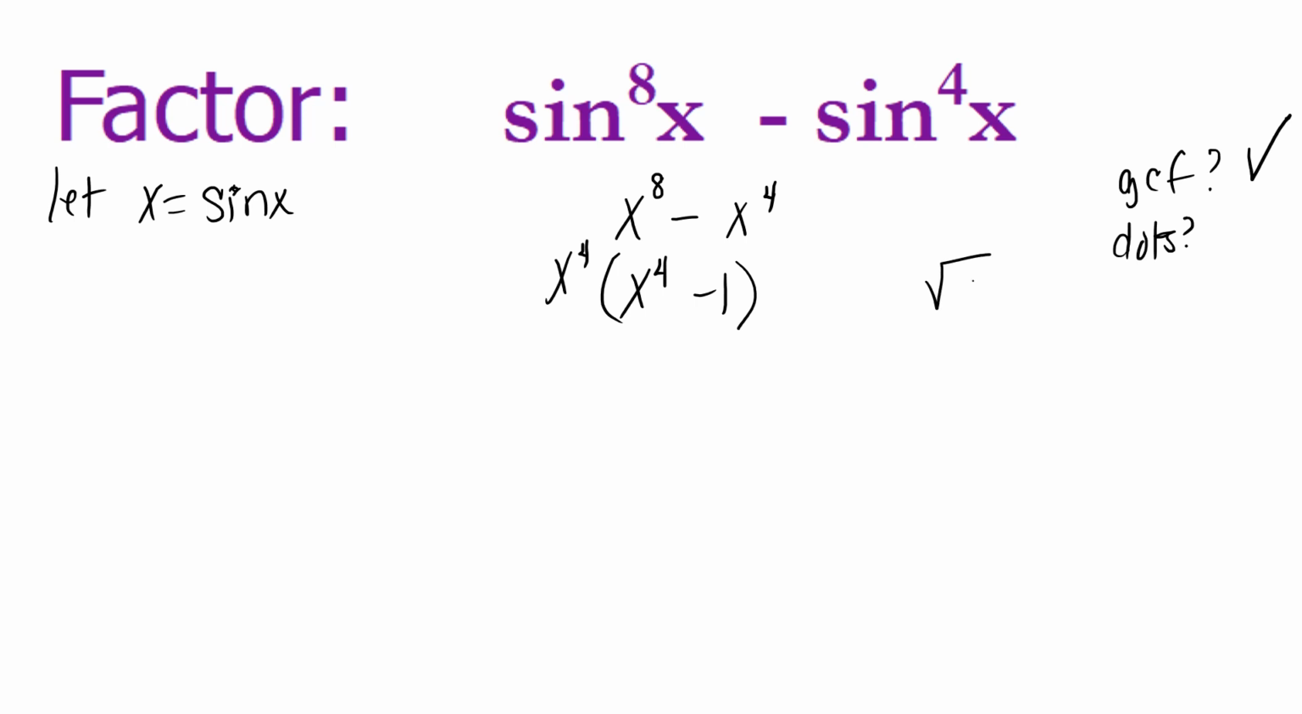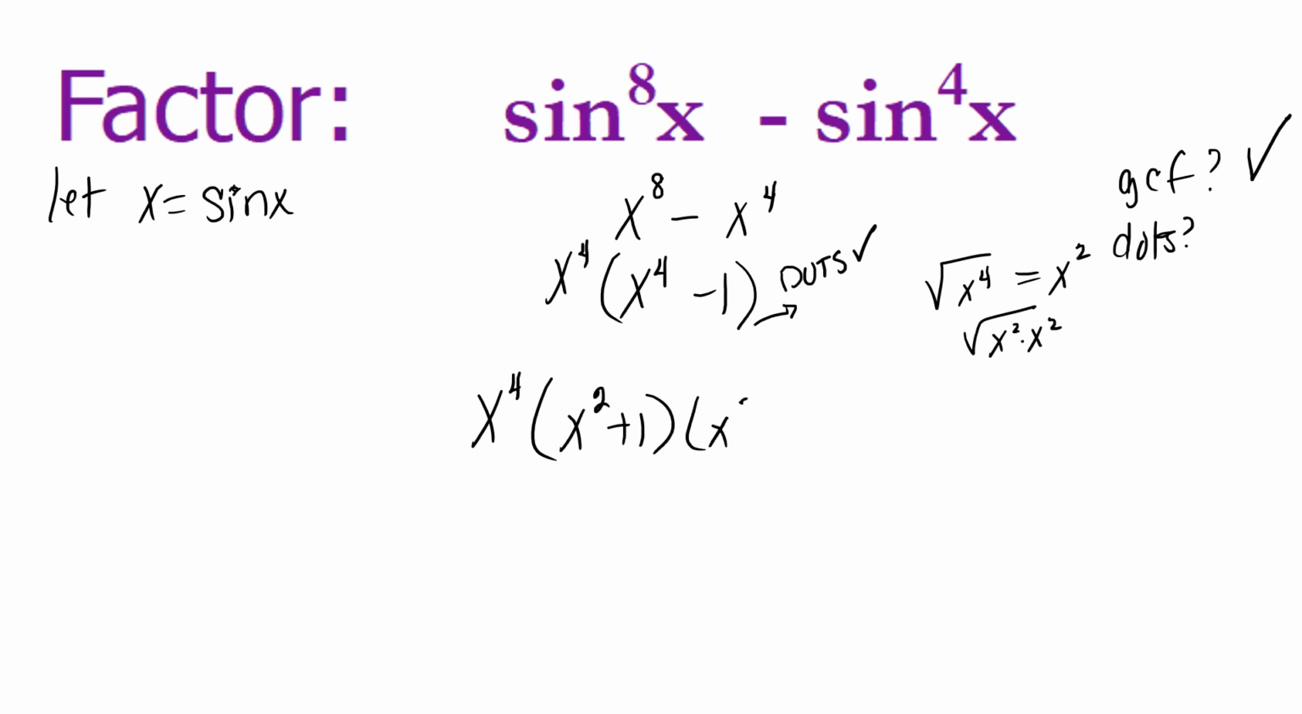Can you take the square root of x to the 4th? Like, can you break that down to be the same thing multiplied by itself? You sure can. X squared times x squared. So the square root of x to the 4th is x squared. So this guy is a difference of two squares. We're going to write it x to the 4th, and then I want an x squared plus 1 and an x squared minus 1. Okay, cool.